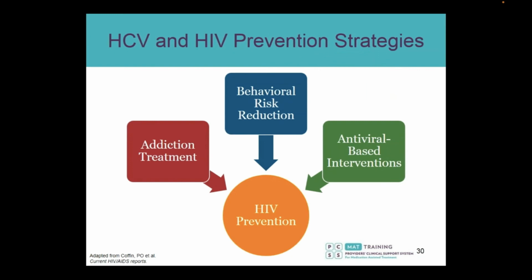So this will look familiar to the module participants, as this is the same sort of rubric that we think about for hepatitis C and HIV prevention strategies. So again, when dealing with certain populations, HIV transmission can be prevented with comprehensive addiction treatment, behavioral risk reduction counseling, which includes both risk reduction related to substance use, but also sexual exposure, and antiviral-based interventions, which not only treat HIV, but also can be used in a prevention setting, which is differentiated from antiviral-based interventions for hepatitis C prevention. And we'll get into that in a moment.